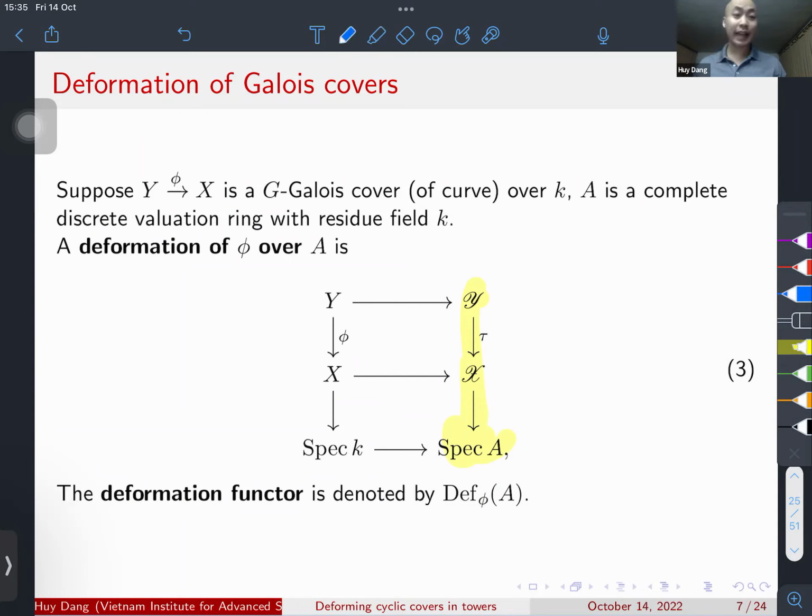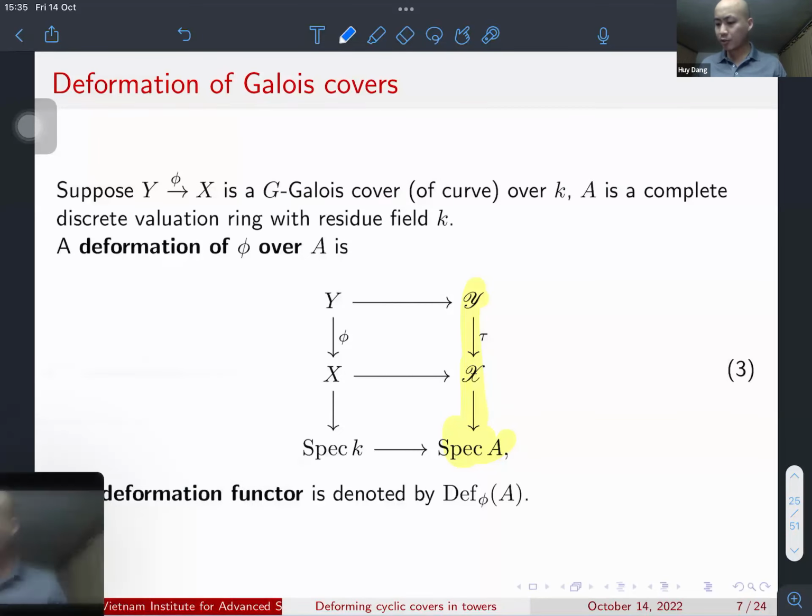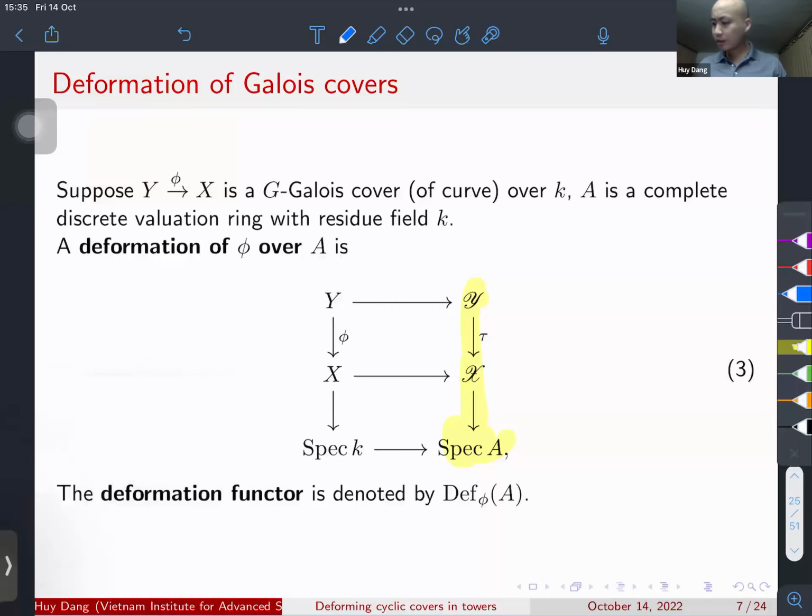Right, some cover tau of X over A, of X stripped over A, where, of course, you want the special fiber to be isomorphic to the original one. So the special fiber of tau is isomorphic to phi. And also, the original one had a G action, right? It's a G-Galois cover.